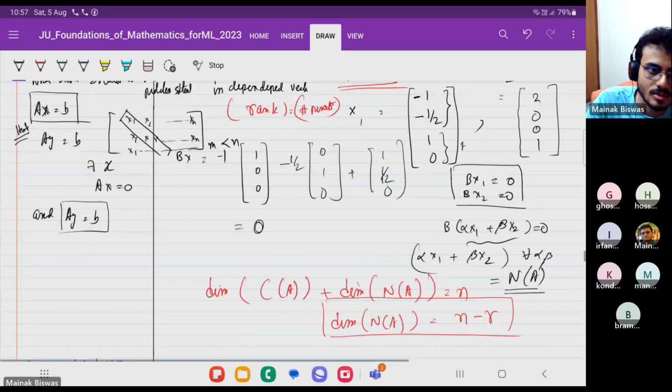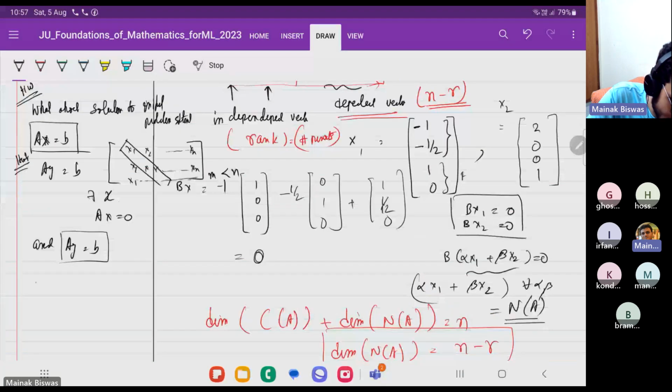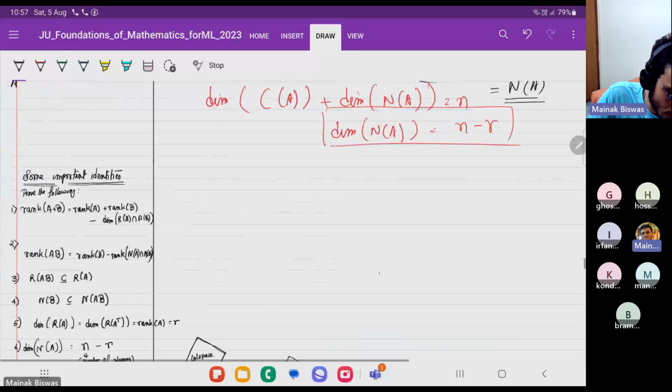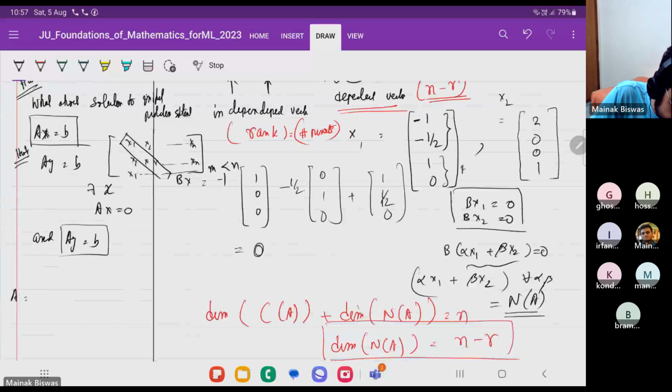Let us stop here only. We'll do these identities next day. I don't want to rush them because next day anyway there's a shorter class. Okay.